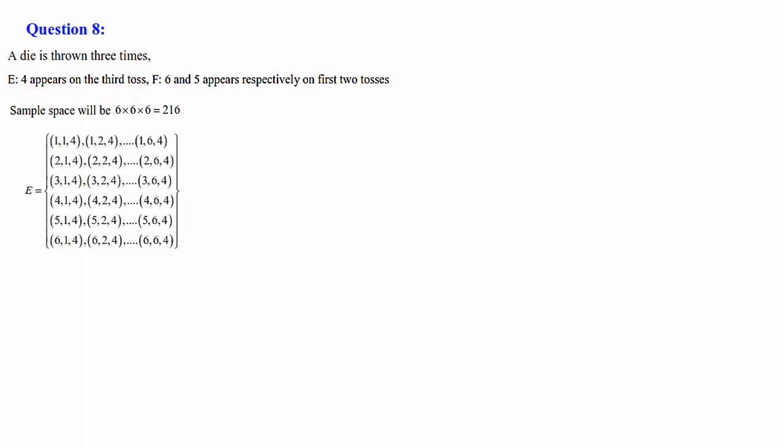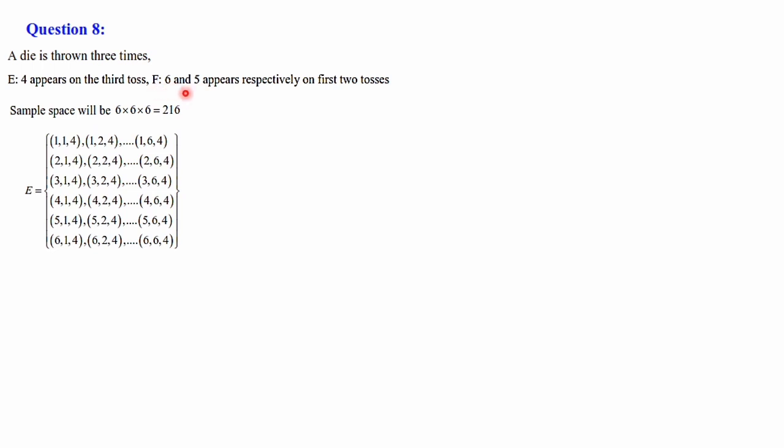Let's try to write E is equal to the set where 4 appears on the third toss. So the third element is fixed, 4. So 114, 124, etc. up to 164. Then 214 up to 264. Then 314 up to 364. Then 414 to 464. And finally up to 614 to 664. So these are the elements of E, because we need E for writing E intersection F. For that purpose only we are writing E.